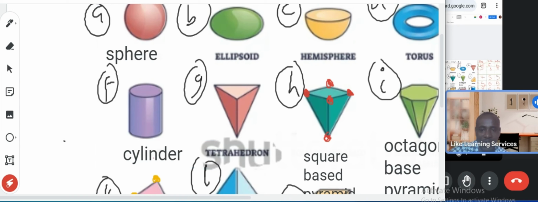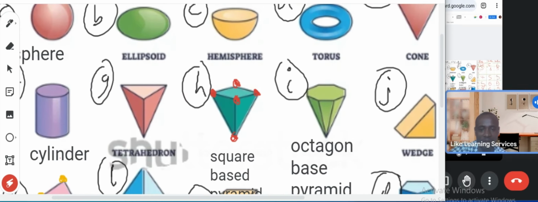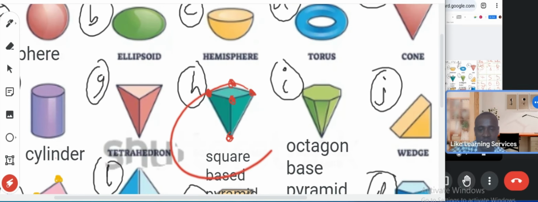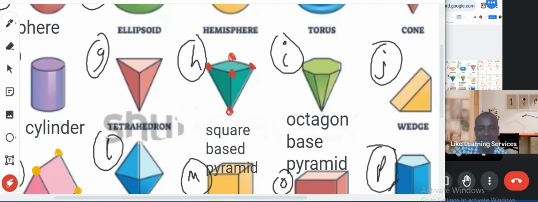Now, we call this G tetrahedron. Tetrahedron. We're going to name the number of sides and the number of faces and the number of vertices or corners. This one is a square-based pyramid. H is a square-based pyramid. Let me take it up a little bit.